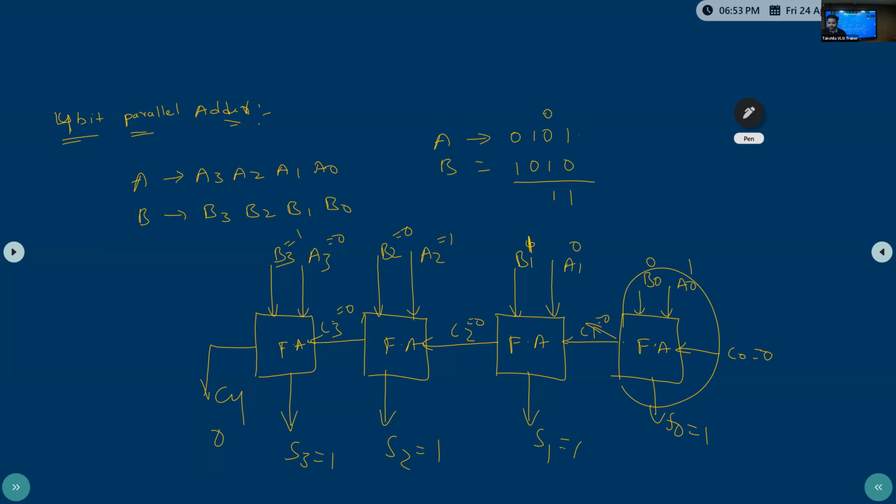This is the disadvantage. To overcome this disadvantage, we went to the carry look ahead adder. So let's keep a heading: carry look ahead adder.